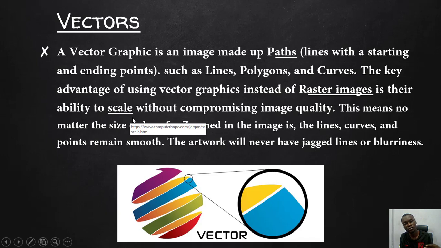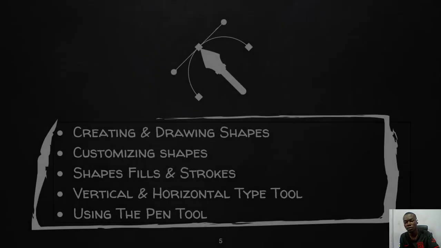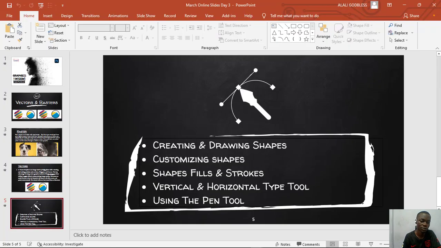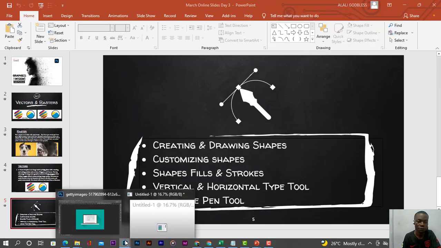So no matter how you scale or how you zoom a vector graphic, it's not going to be blurry. There is no limit for it. No matter how you size your text, no matter how you size your shape, it's not going to be blurry. Today we'll be creating and drawing shapes, customizing shapes, shape fill and stroke, and vertical and horizontal types using the pen tool. All these things will be done in Photoshop. So let's dive into our Photoshop.